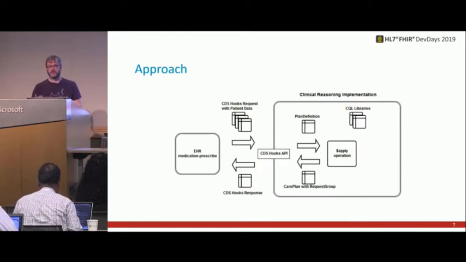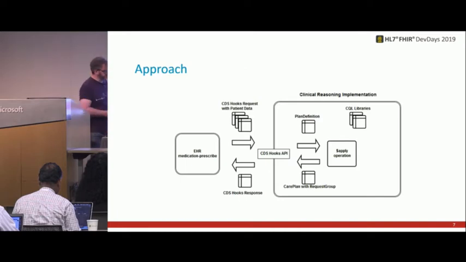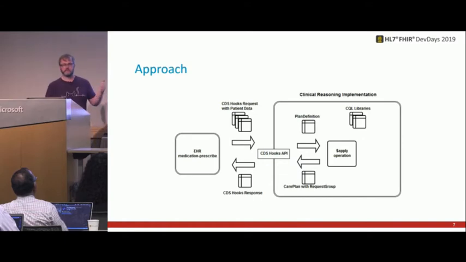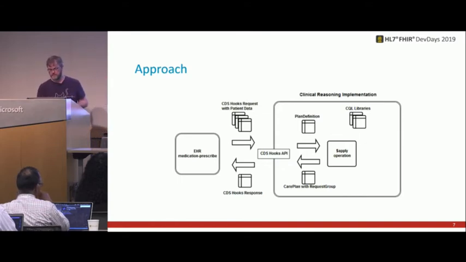So going back to the approach, this is what we're going to take on and look at. This whole box on the right side is all modeled as a reference implementation of a CQF ruler, which is a HAPI FHIR server that has a plugin that allows it to run CQL and exposes a CDS Hooks endpoint so that you can call out to do that. Okay, so that's what we'll be running today.